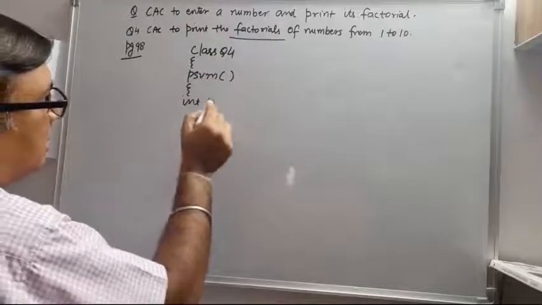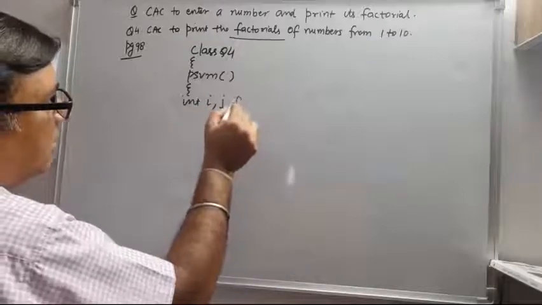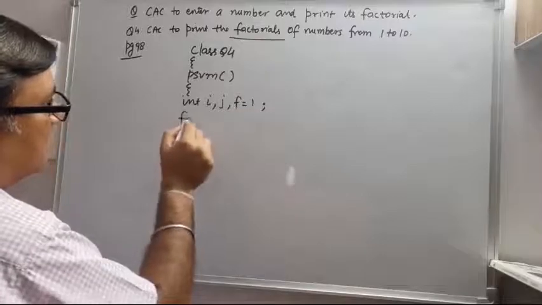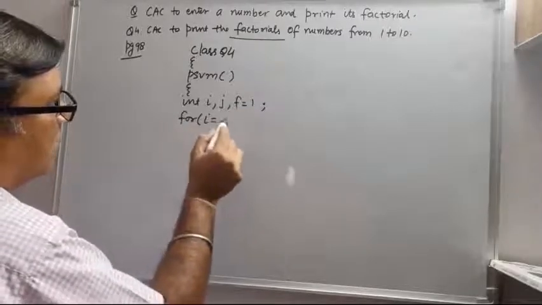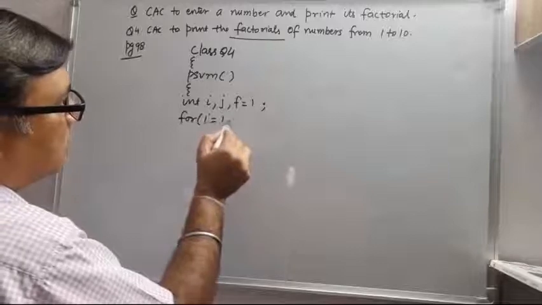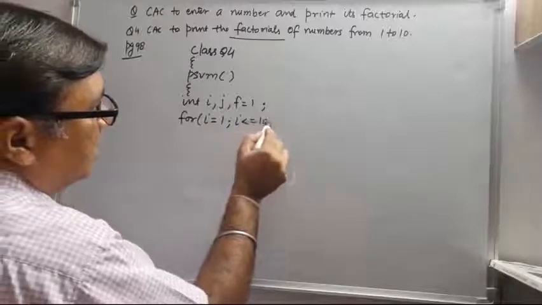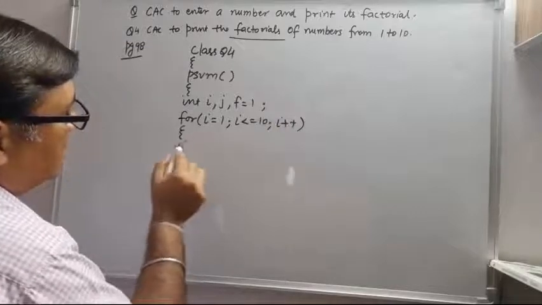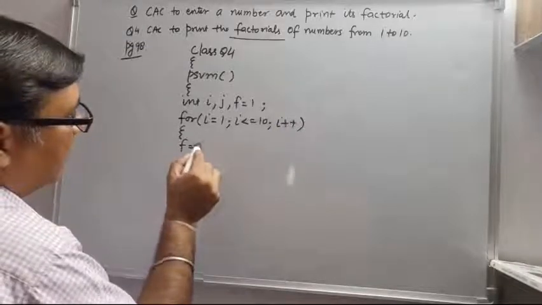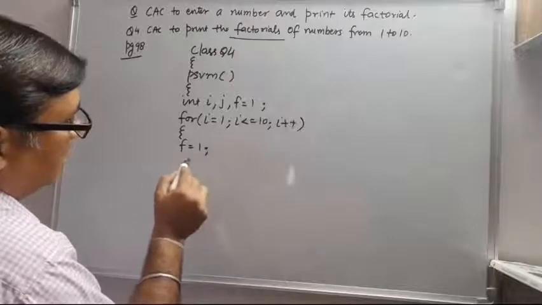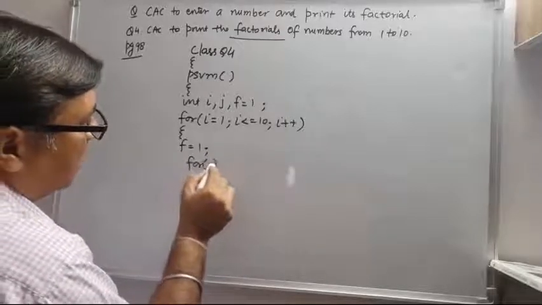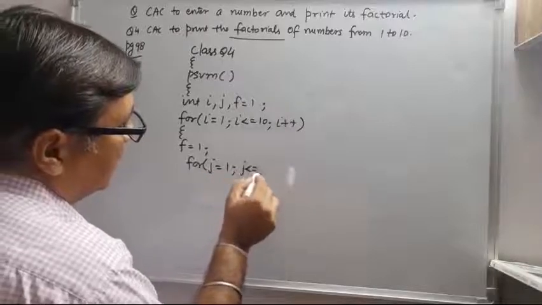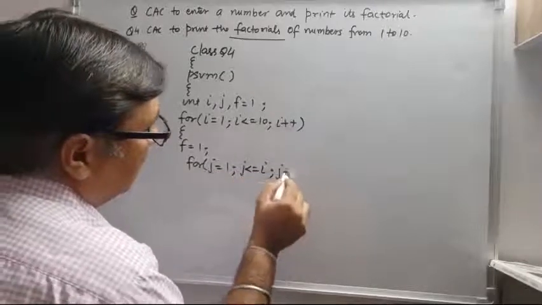int i, j, f = 1. For i = 1, i <= 10, i++. Inside this we will reset the value of f as 1. Then we take another loop, j = 1, j <= i, and j++.